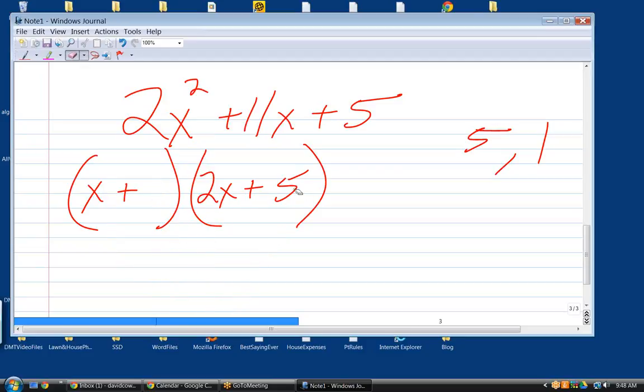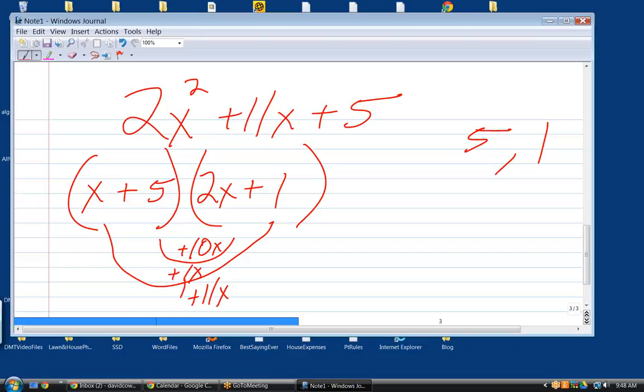So our only other choice is to put the 5 here and the 1 over there. What middle term does that produce? 11x. That's our answer. In other words, that's the correct factoring because that's plus 10x. That's plus 1x. Add those two together, you get plus 11x. That's our middle term, so we factored it properly.